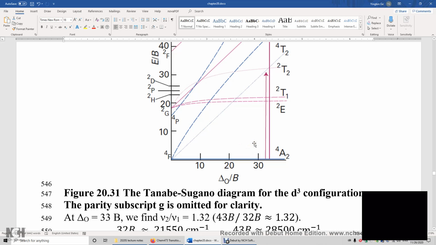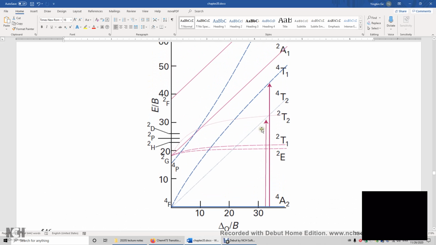All right, we calculate the ratio between the first two wave numbers. It's 1.32. And then we look at this Tanabe-Sugano diagram. When delta O is roughly 33B, so around here, we can see there's the first wave number, and then here you have the second wave number. The first wave number is 21,500. The second one is 28,500.